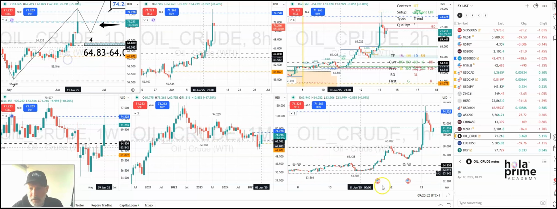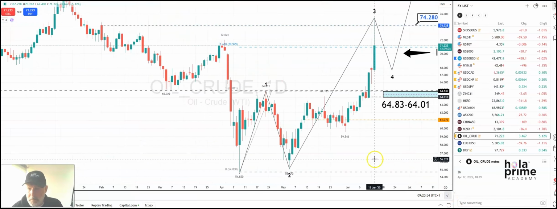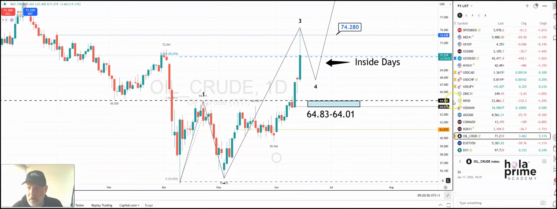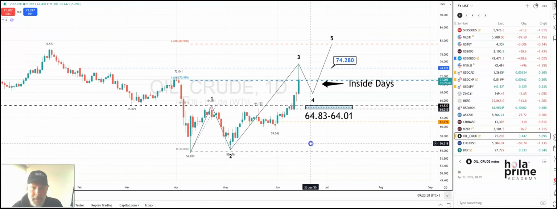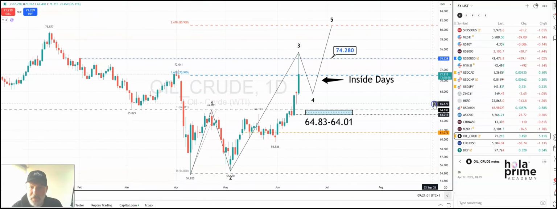Let's talk about US oil. So basically this is the daily chart. Okay, we've seen an impulsive move to the upside. This is actually a weekly resistance barrier at $74.28, and what's happened is we've hit that barrier. Obviously traders that were long oil have taken profit, and then we're starting to see this consolidation to the downside.